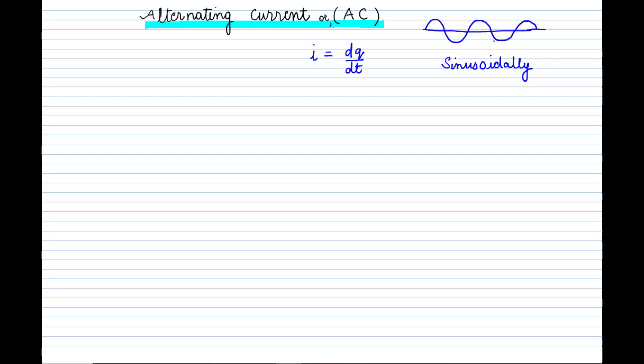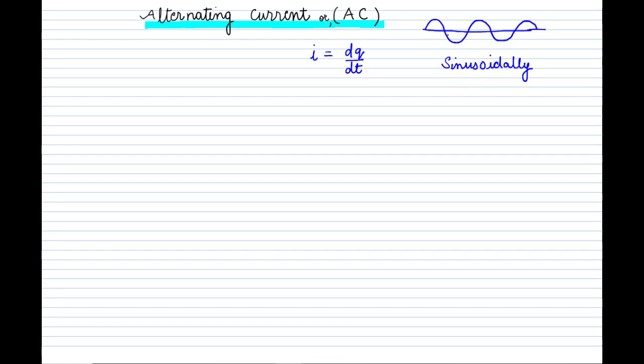So we call it an alternating current, because it may vary as a sine wave or it may vary as a cos wave. Most of the students are not much familiar with the word sinusoidal. Sinusoidal means in the form of a sine wave, but it also includes a cos wave.